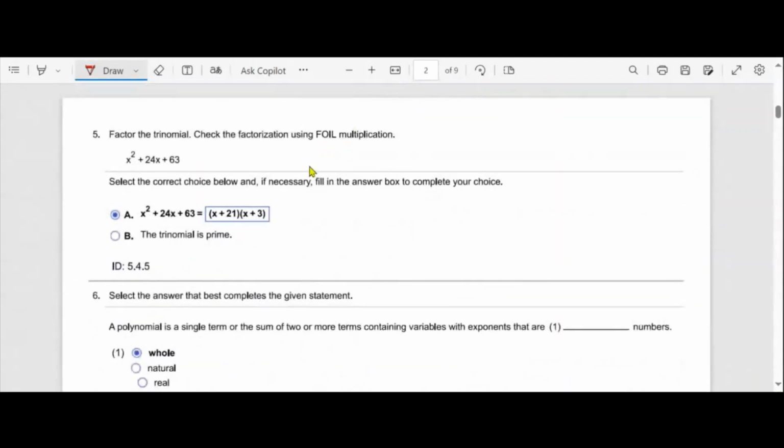Khalid, whose turn is it? Khalid. Factor the trinomial. Check the factorization using the FOIL multiplication. X squared plus 24x plus 63. Now, 63. What are the two numbers that multiply to give you 63? 9 and 7, 21 and 3, and 63 and 1.